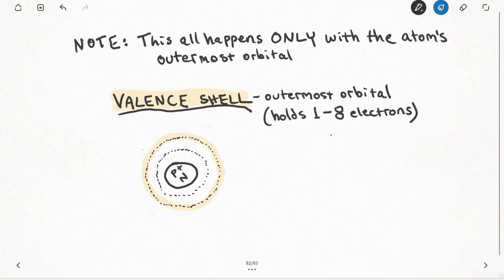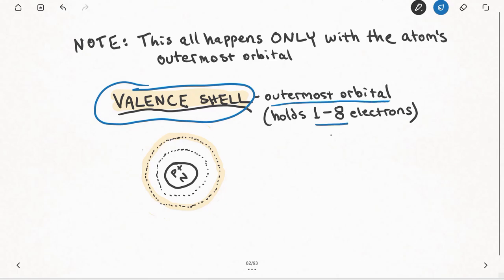Before we go any further, let's not forget that when we lose an electron or gain an electron on an element, this is going on only in the valence shell of that element, and that's the outermost orbital. It holds 1 to 8 electrons only, and the rest of the electrons of each element are in orbitals closer to the nucleus. But the valence shell is the most outside, the outermost shell. You think of it like an eggshell.